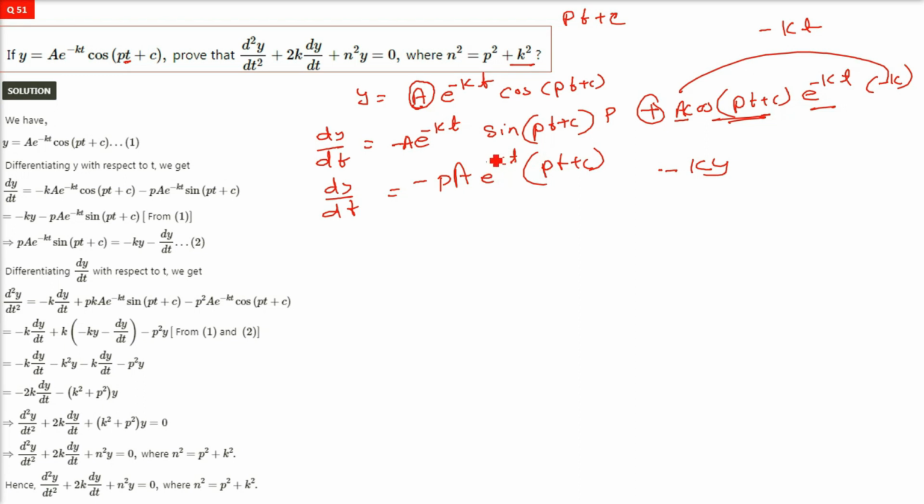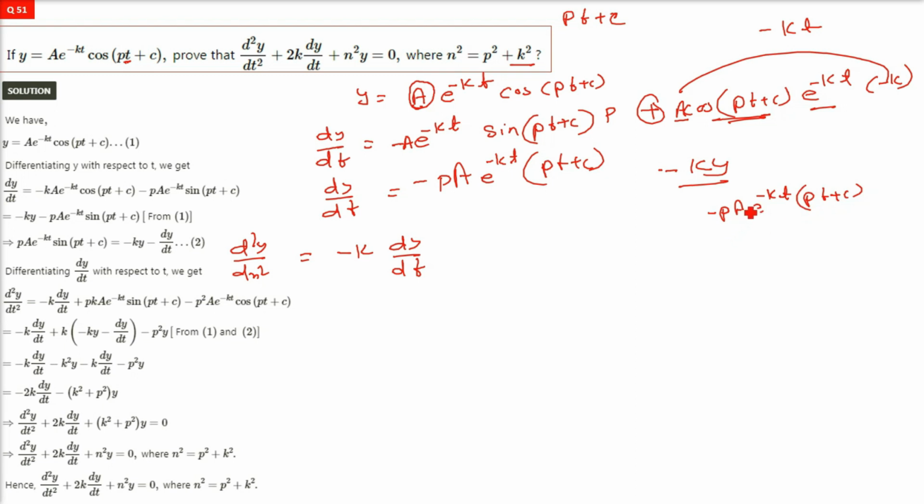I mean replaced for y. So d2y by dt2. I am writing d2y by dx2 plus, but you need to understand I am not writing it. I'm just trying to explain that this is nothing but d2y by dt2 only. So minus k dy by dt. This was already there. Minus ky I differentiated. And minus pa e to the power minus kt sin(pt plus c), I'm doing it separately.